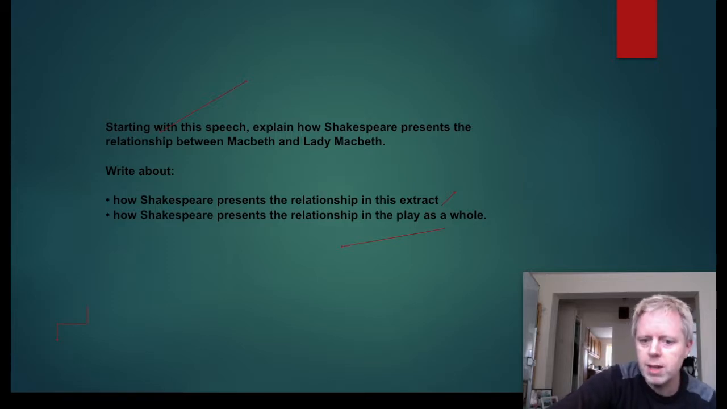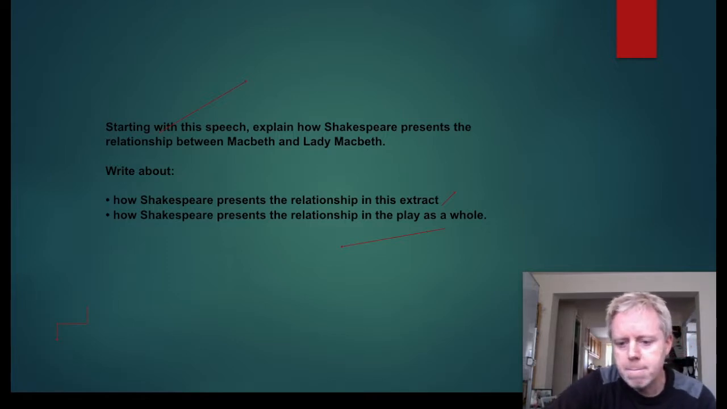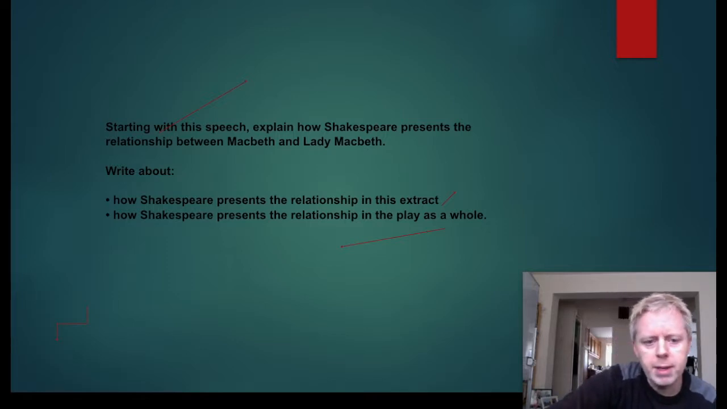Write about how Shakespeare presents the relationship in the extract and how Shakespeare presents the relationship in the play as a whole. I'll touch on this in a minute, but there are two ways to approach the two bullet points. You can write two points on the extract and two points on the wider play, or you can deal with both the extract and the wider play as you're making your points. So you can link from within the extract to other parts in the play if you think that makes your answer more fluent, and I'd probably personally advocate that approach.